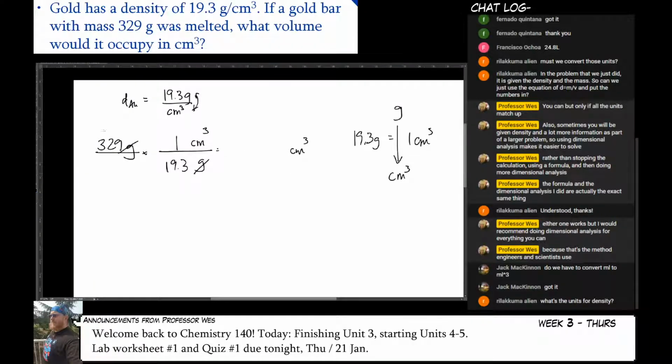So let's look at our sig figs here. 3 sig figs, 3 sig figs. Ones are exact. So I should report 3. There's the answer I got. Hopefully that's the answer that you got.